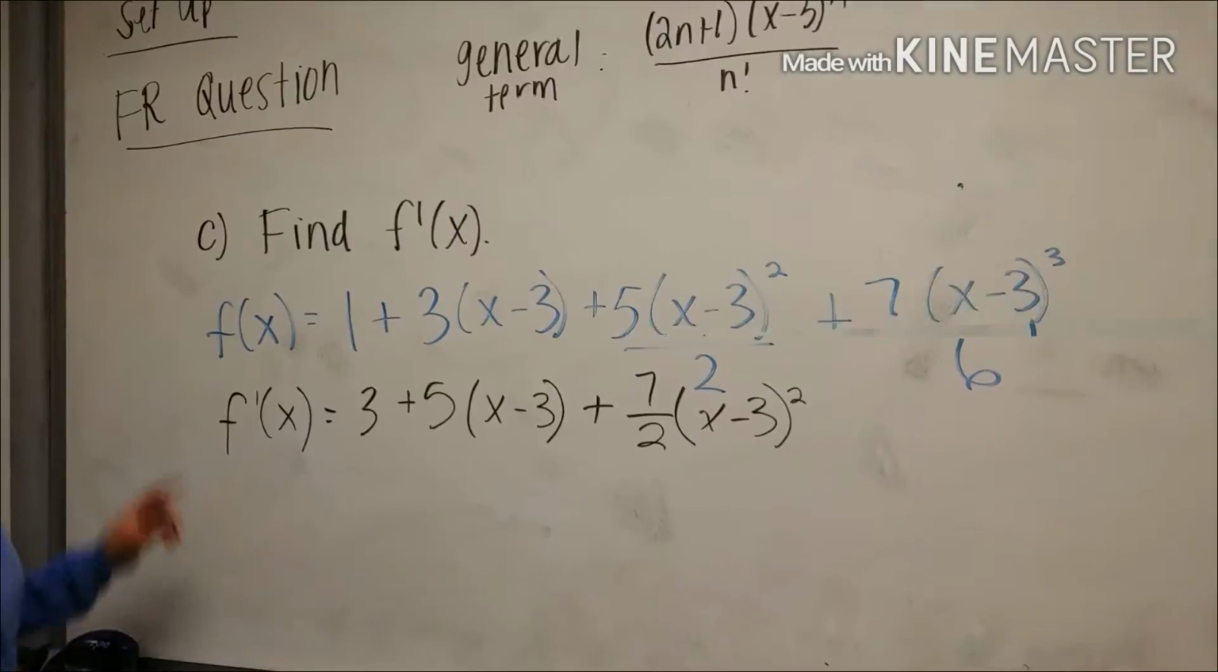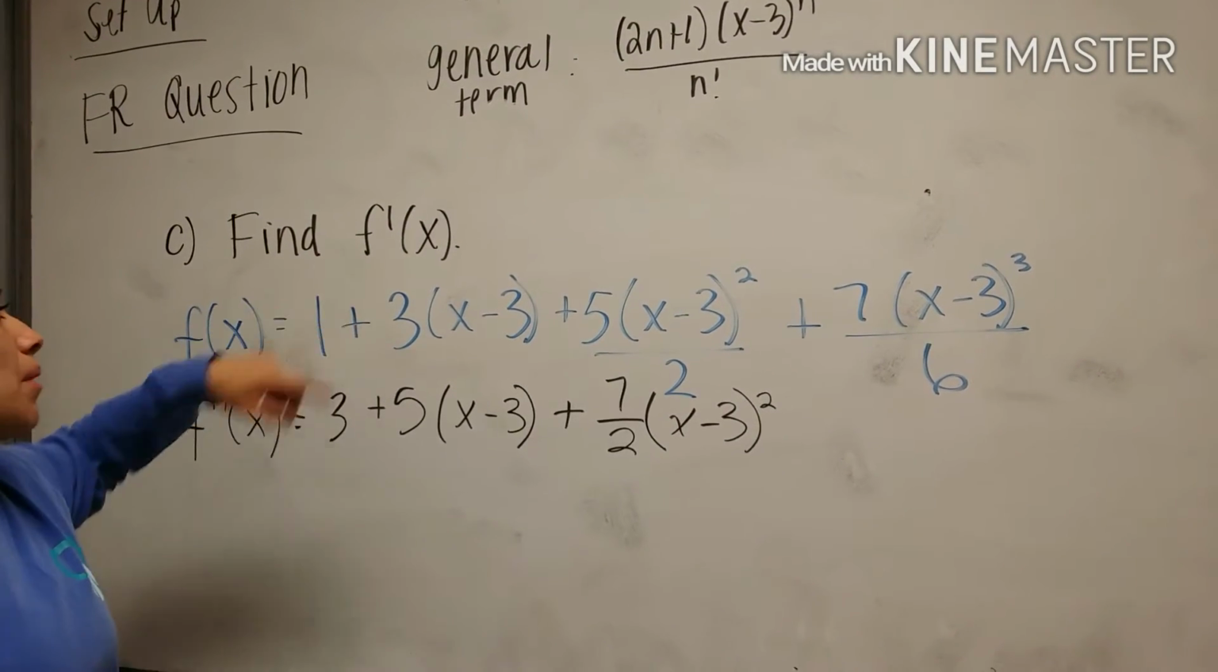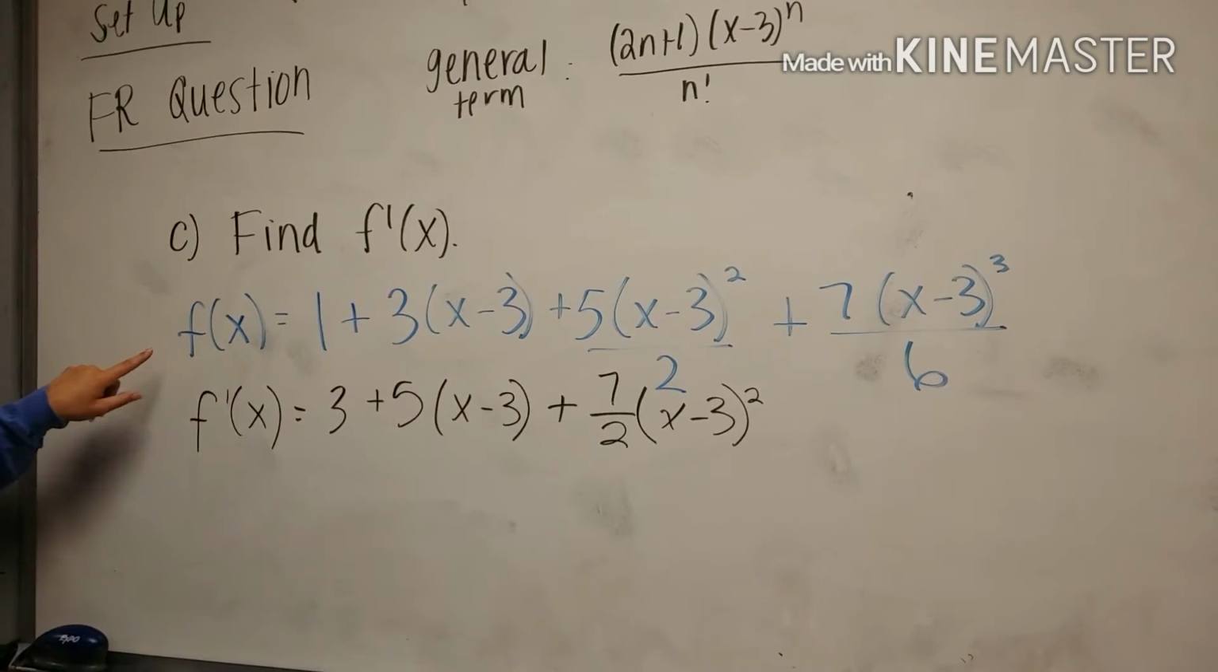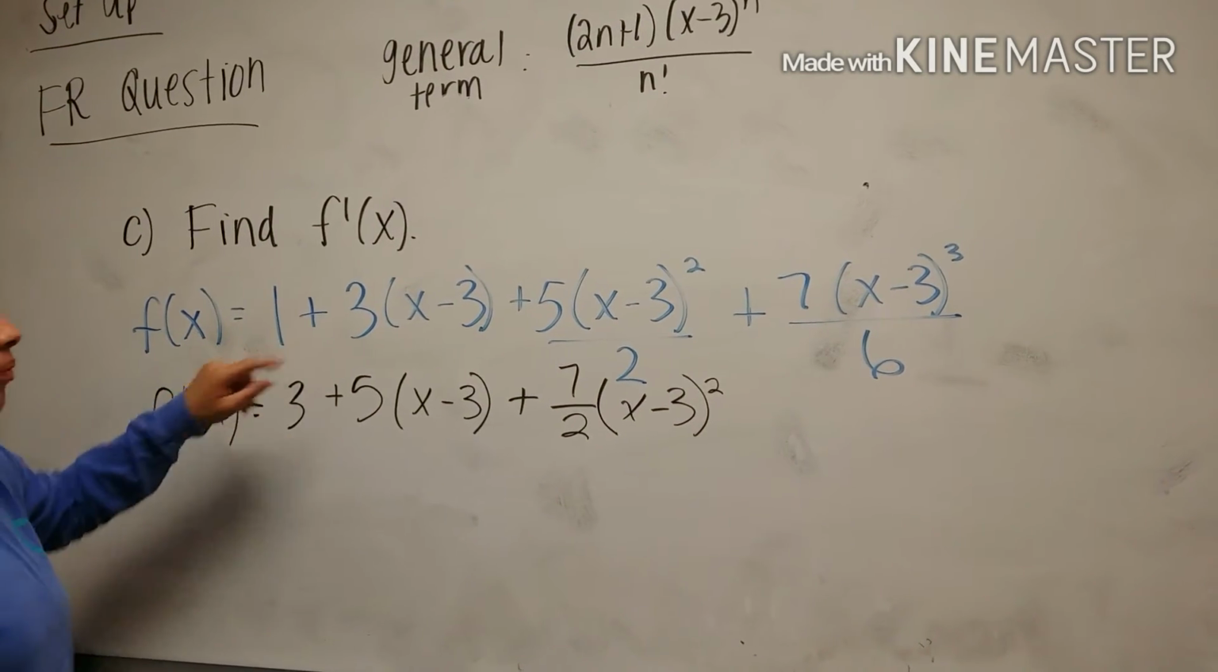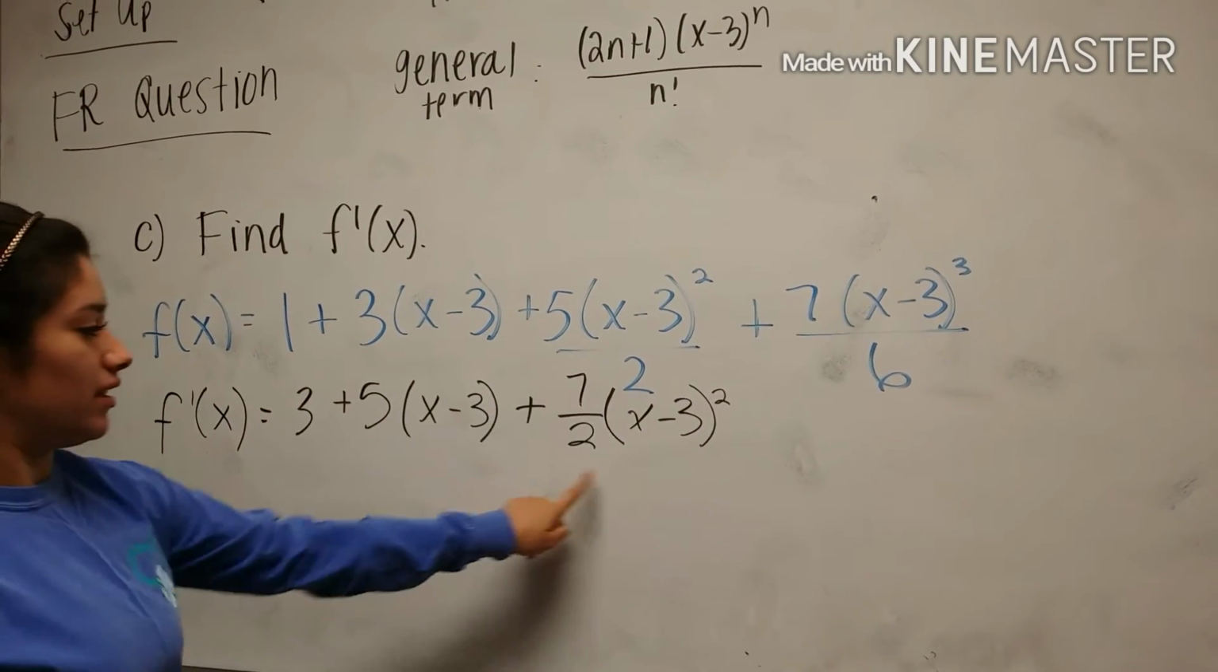Part C, they ask us to find f prime of x. And you use the setup you found in part B and just perform the product rule. And you should get it simplified to this.